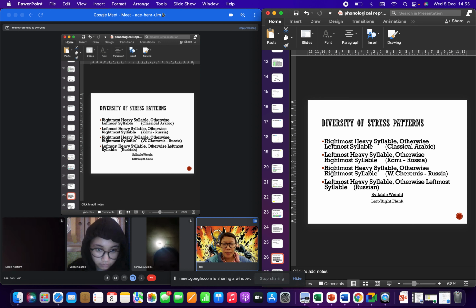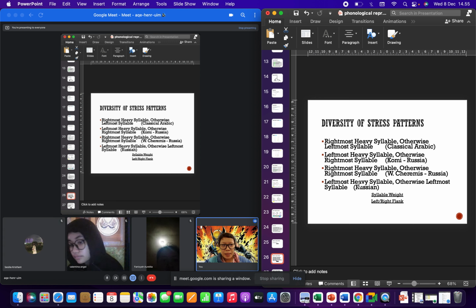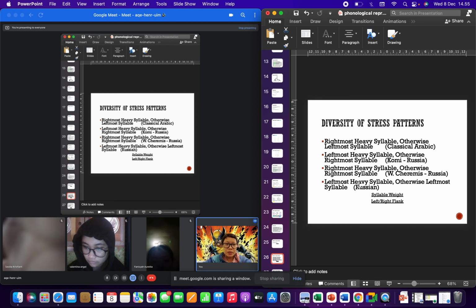Okay, now here, I gave you the example of stress patterns. For example, in Classical Arabic, they have the rightmost heavy syllable, and also the leftmost syllable, because in Arabic we start reading the word from the right. And it's almost the same with Russian and also the dialect of Russian.